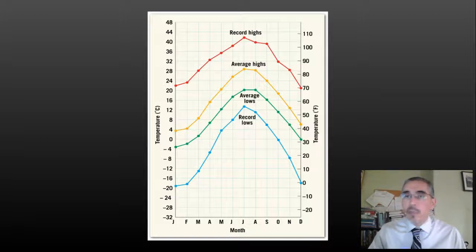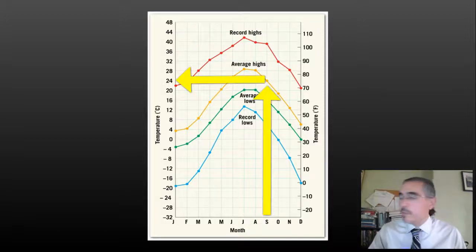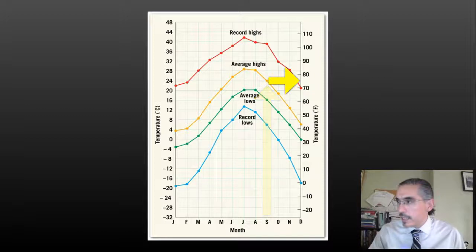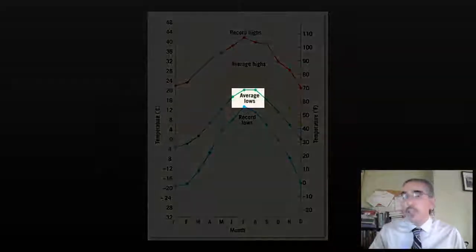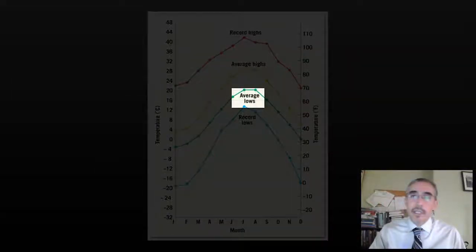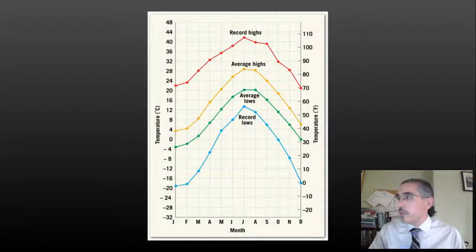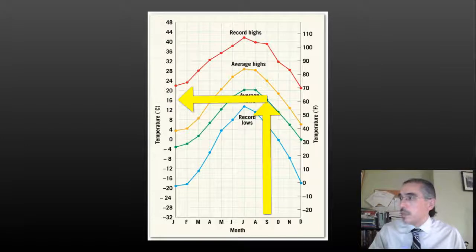So when we look at September, for example, we can see that the average high temperature is 24 degrees Celsius or 75 degrees Fahrenheit. This is the warmest we typically expect September to be on average. The green line shows average low temperatures, the coldest it typically gets during the month. For September, the average low is about 16 degrees Celsius or about 60 degrees Fahrenheit. This is the coldest we typically expect September to be.